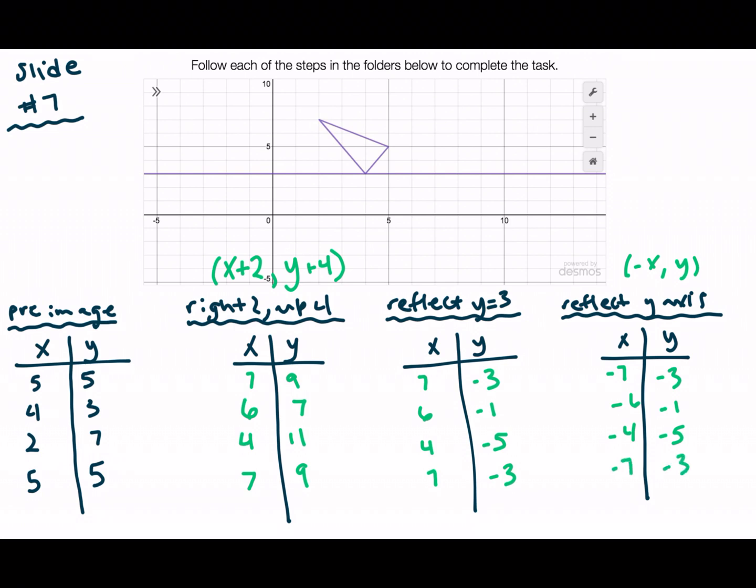When you plot those into Desmos, it automatically makes a triangle for you, and that will be your final answer. These coordinates right here, that's the table I'm looking for. These would get you full credit on slide number 7.